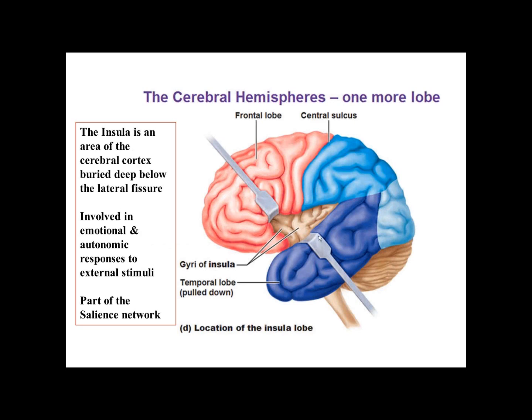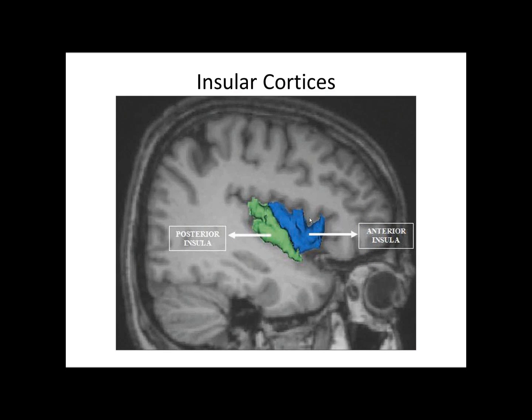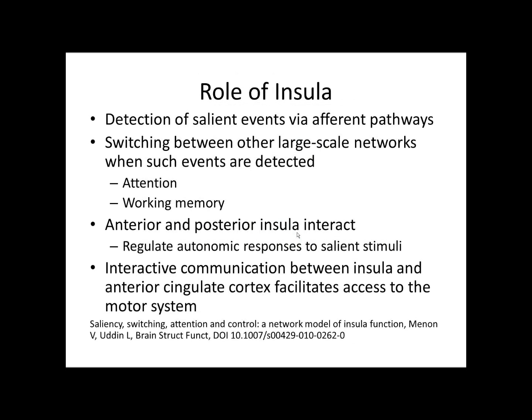Now the insula, again, as I showed you, is inside the lateral fissure. It's buried fairly deeply, interior to the temporal lobe, and it's involved in emotional and autonomic responses to external stimuli, and it's also part of the salience network, which we'll talk about a little bit more. It's loosely broken up into two structures, the anterior and posterior insula, but each of those has individual nuclei that have different tasks associated with them.